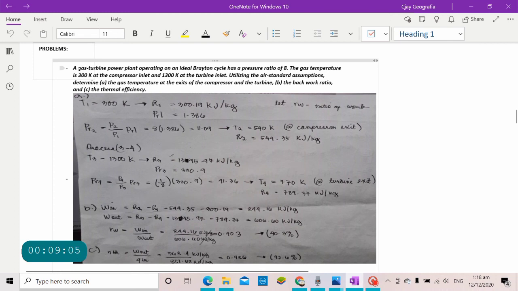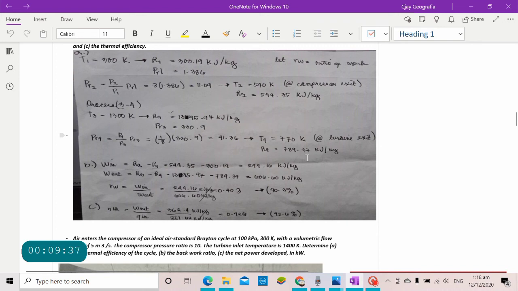The first problem: a gas turbine power plant operating on an ideal Brayton cycle has a pressure ratio of 8. The gas temperature is 300 Kelvin at the compressor inlet and 1300 Kelvin at the turbine inlet. Utilizing the air standard assumptions, determine A, the gas temperature at the exits of the compressor and the turbine, B, the back work ratio, and C, the thermal efficiency.